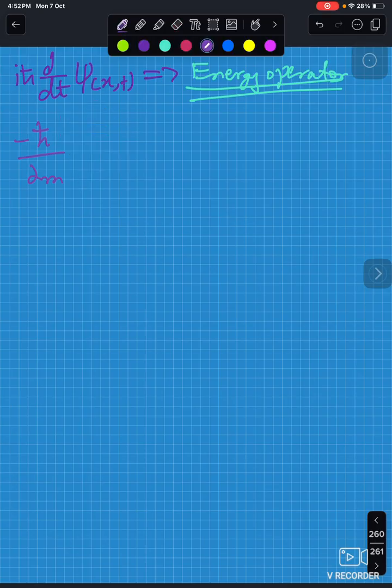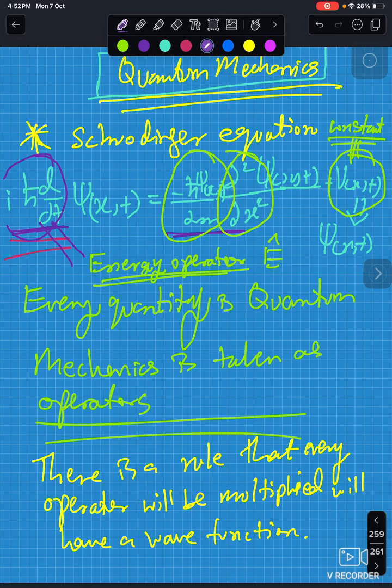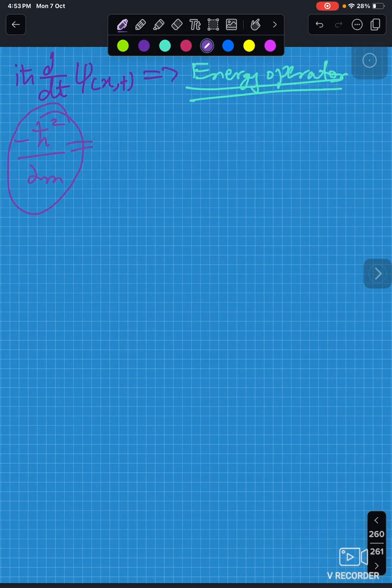Actually, sorry, this minus h bar squared is not the same. The real one, the momentum operator, is i h bar d over dx. Here the problem is that the equation was the Hamiltonian, which is also known as the energy operator. It equals p squared over 2m plus V of x and t.